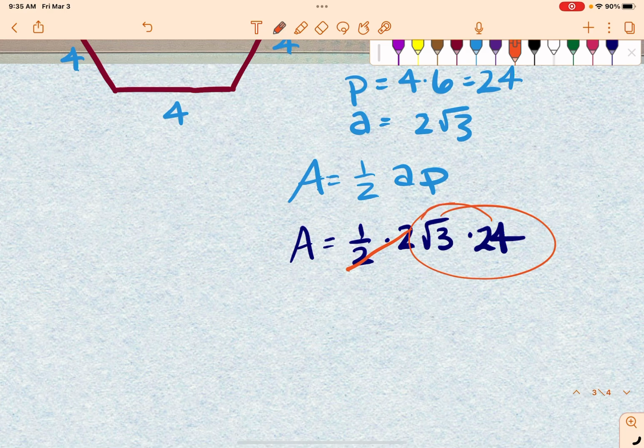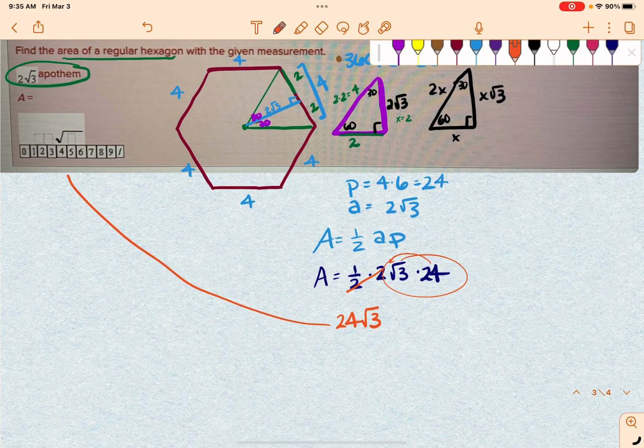So remember, the number normally goes in front. So it's going to be 24 square root of 3. Now remember, you've got to put that in up here, so that you're going to drag the 2 and the 4 up here and the 3 underneath.